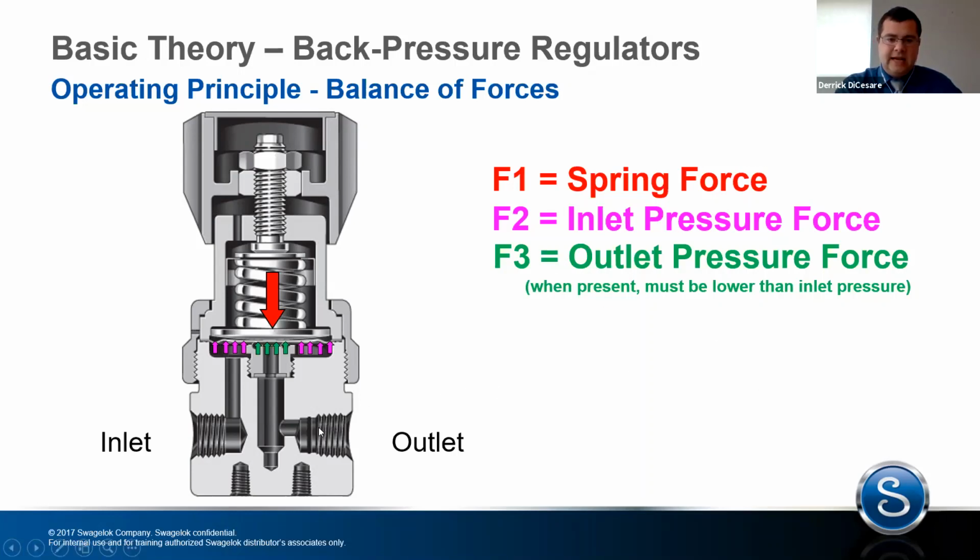When it's present, this has to be lower than the inlet pressure, because if it's not, there's a chance that this opens up and you actually backfill into the system. There's no check valve built into this, so the outlet has to be at a lower pressure than the inlet. Otherwise, we prematurely open up the regulator and either potentially contaminate the system or at least get backflow into the inlet, which is not great. So our equation is a little bit simpler. F1 equals F2 plus F3.